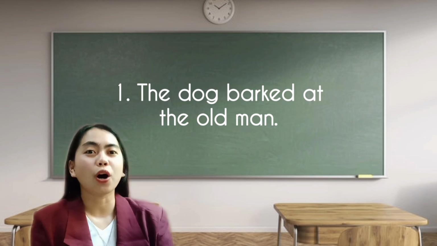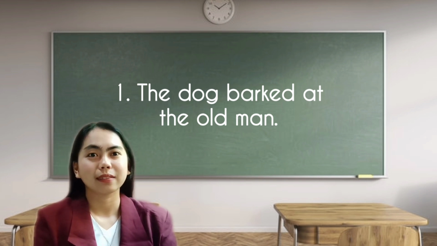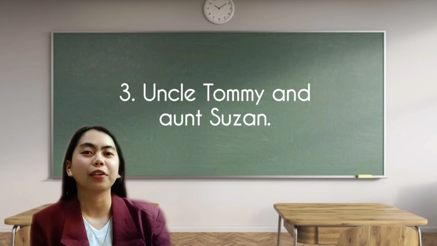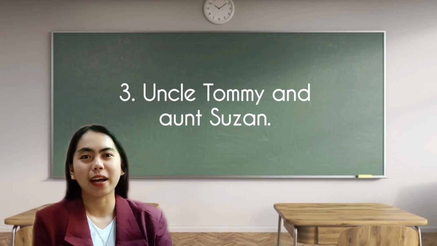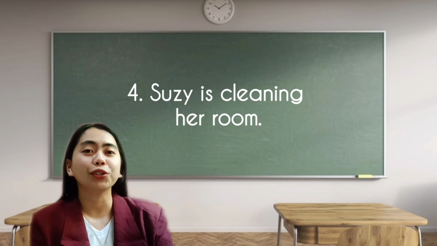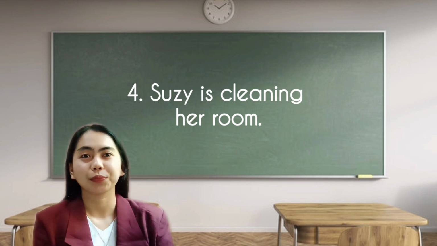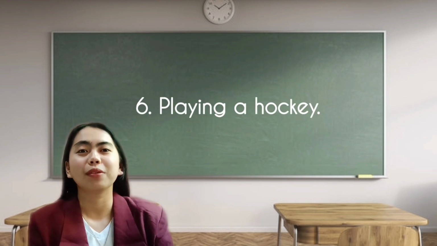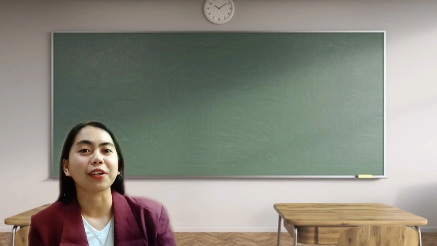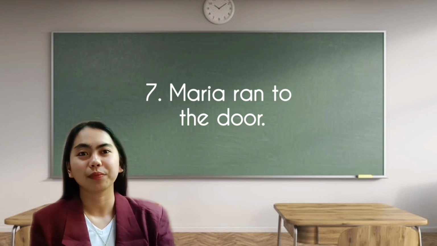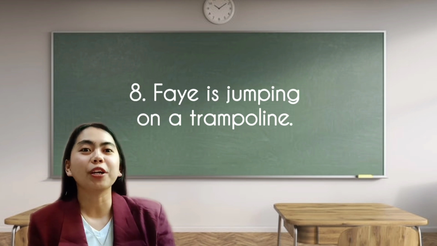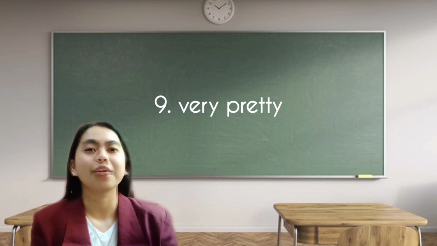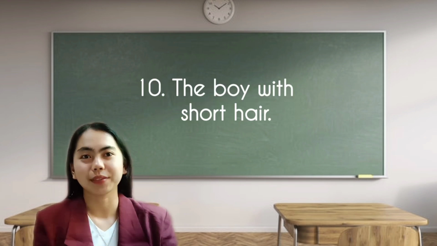Number 1. The dog barked at the old man. Number 2. Big shoes. Number 3. Uncle Tommy and Aunt Suzanne. Number 4. Susie is cleaning her room. Number 5. With sadness. Number 6. Playing hockey. Number 7. Maria ran to the door. Number 8. Faye is jumping on a trampoline. Number 9. Very pretty. And number 10. The boy with short hair.